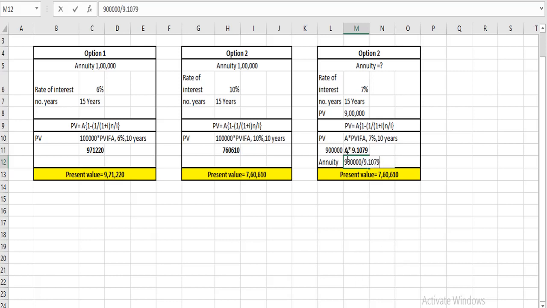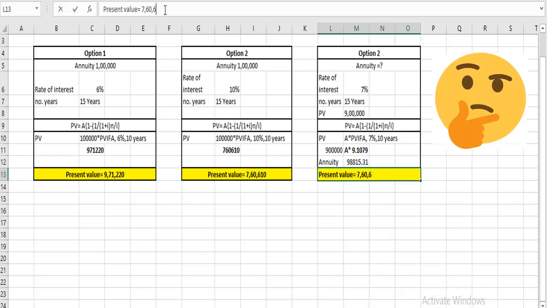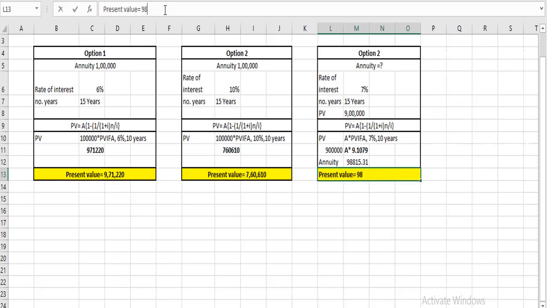9.1079. So Mr. Shriman, if he has 9 lakh rupees and deposits it with this investment company which gives 7%, can generate 98,815 rupees per year. So if he has 9 lakh and deposits it with the investment company, it would pay 98,815. So this is not a good option because he can get 1 lakh rupees every year, and this present value is 9,71,000. This is option number 3.